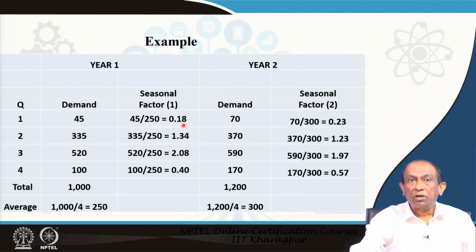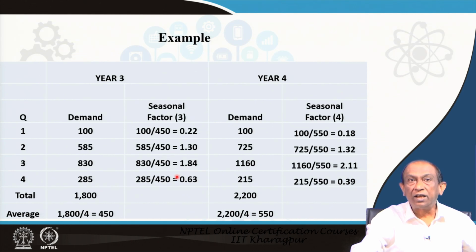Each quarter's demand is then divided by the average demand for the year. So, the seasonal factors are computed for the first year and have been given as 0.18, 1.34, 2.08, 0.43. We repeat the same for the second year and calculate the seasonal factors for each quarter in the second year. Like this, we compute it for the third year and the fourth year.